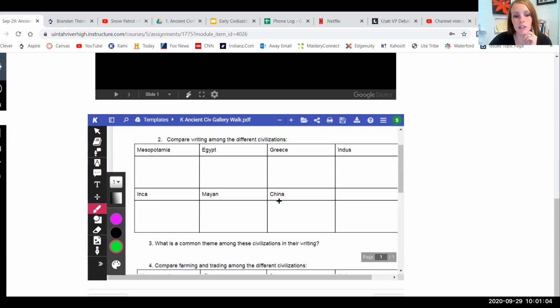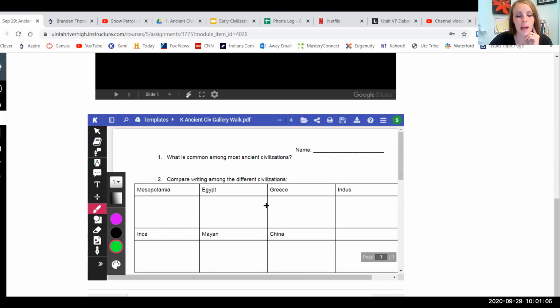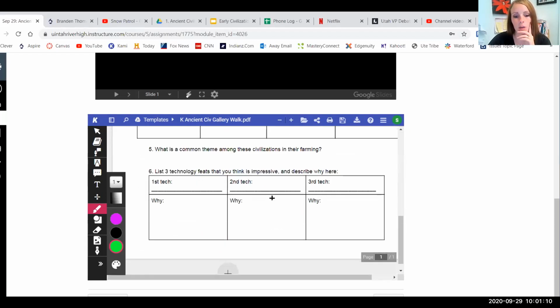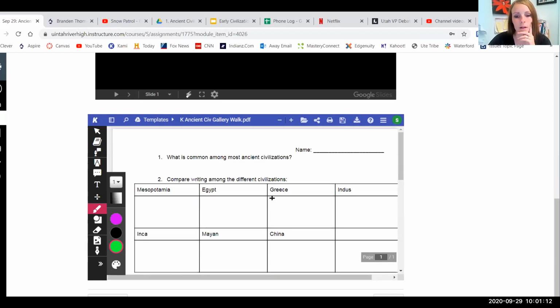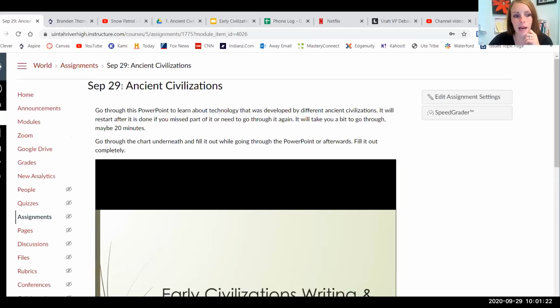So split your screen, and then I'll try to help you know where we're supposed to be writing, filling out these charts. You'll be jumping all over this paper as we go through. So that's what we're working on right now. So go ahead and split your screen so you can see my screen and the assignment at the same time. September 29th, Ancient Civilizations.